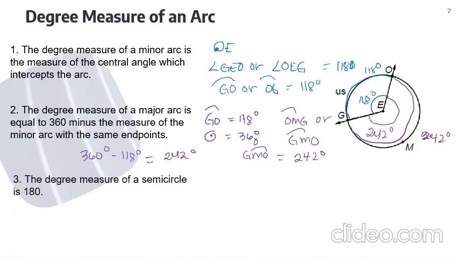Last one, number 3, the degree measure of a semicircle is 180 degrees. So, kapag nakakita ng semicircle, automatically alam na agad na ang kanyang measure ay 180 degrees.